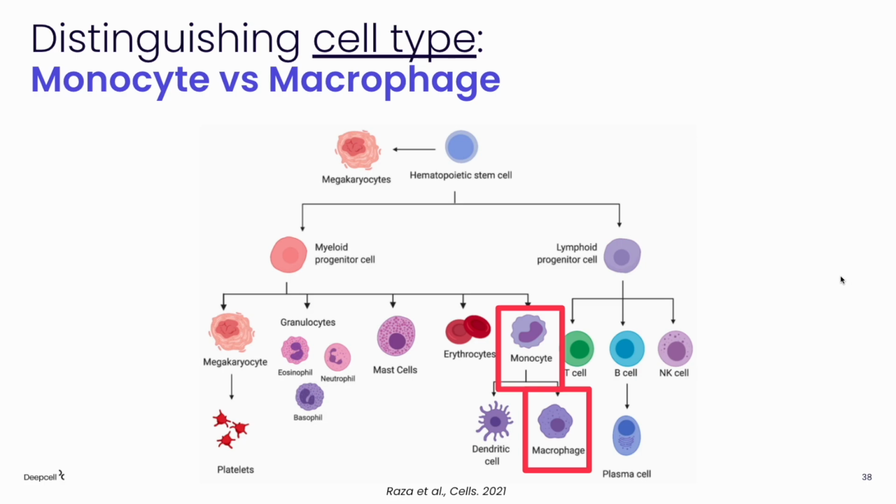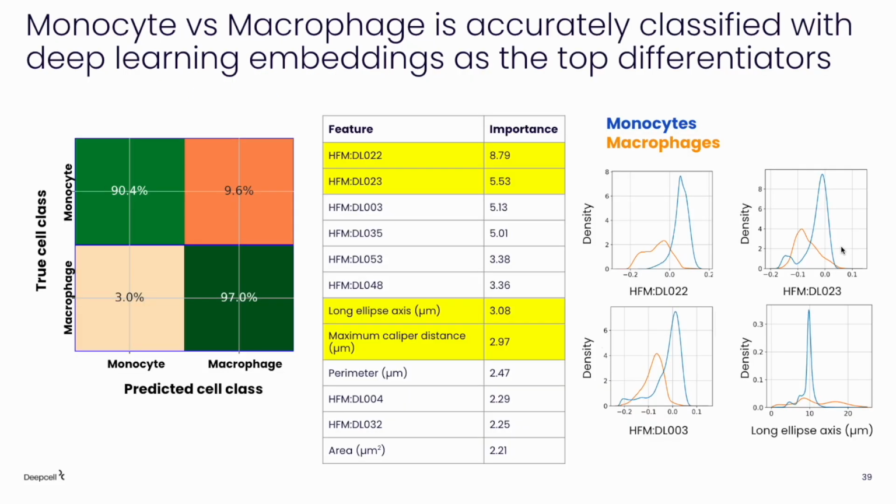Next, we'll look at how REM-I imaging can distinguish differentiated macrophages from monocytes. These classes are again separated with high accuracy, greater than 90%, by morphology alone. And we find that deep learning features are top differentiators, which emphasizes the value of deep learning to this technology.